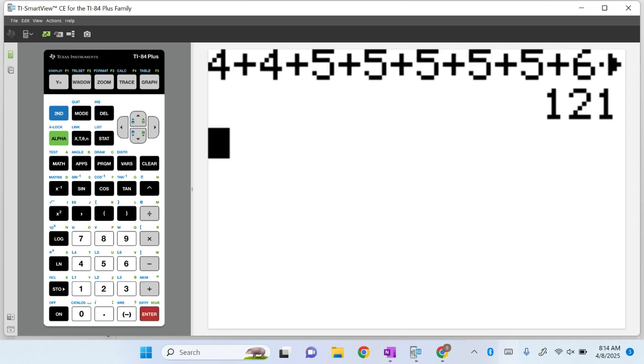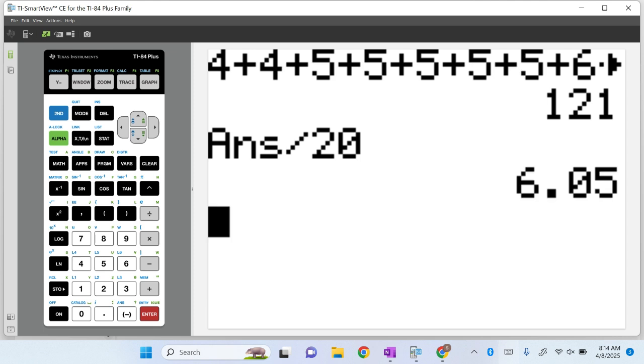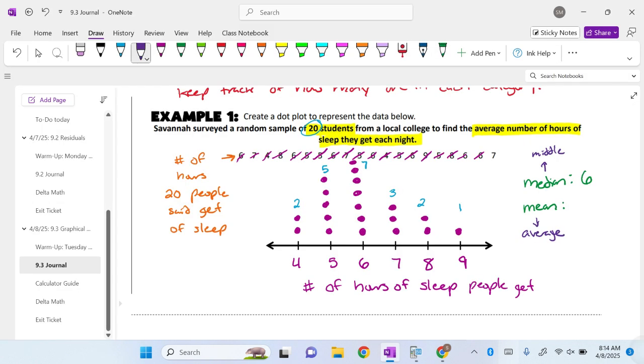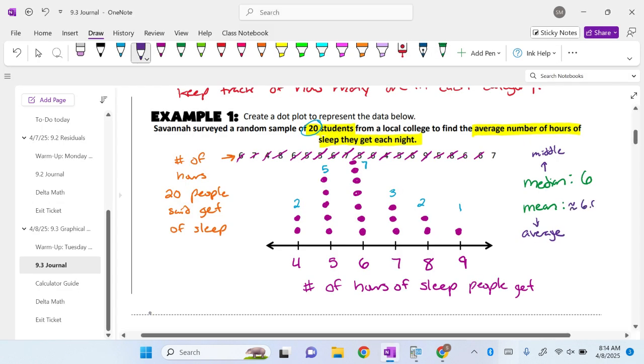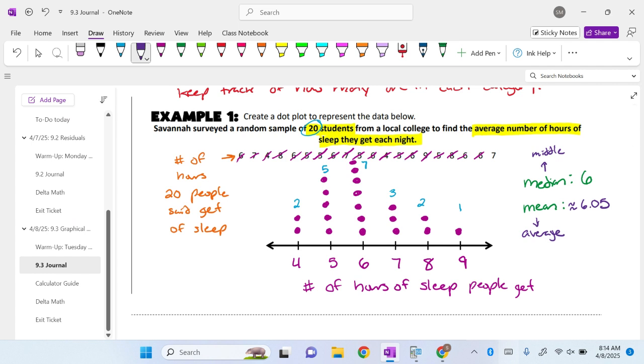I'll get 121. Then I'll divide it by what? What's the total number of data points that I have? 20. So then I'm going to take this number, just hit divide, and 20. My mean is 6.05. That's my average. So in other words, on average, the amount of sleep that people typically get is 6.05 hours.